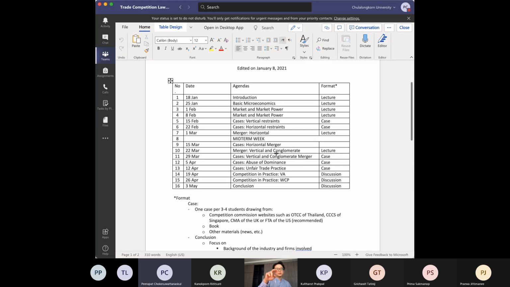And for the remaining 3 classes, we're going to have case discussions on vertical and conglomerate mergers, which pretty much corresponds to the 10th class, which was one on vertical and conglomerate. And on the 12th and the 13th, we're gonna discuss cases in abusive dominance and unfair trade practice. Okay. The last two classes, we're gonna have guest speakers.